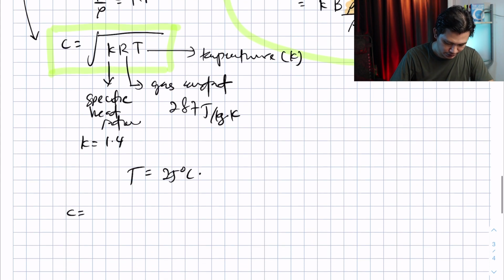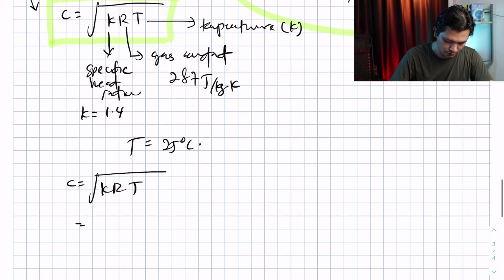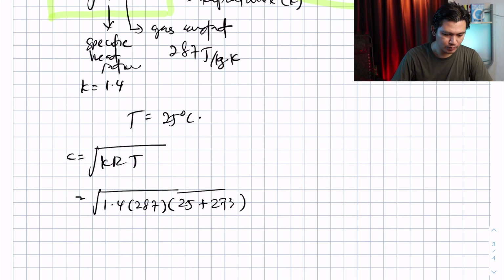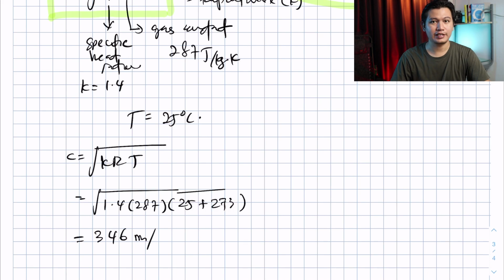So C is equal to the square root of K R T. Now K is 1.4, R is 287, T is 25 plus 273. I'm going to end up with 1.4 times 287 times 25 plus 273. Square root of that, this is 346 meters per second.